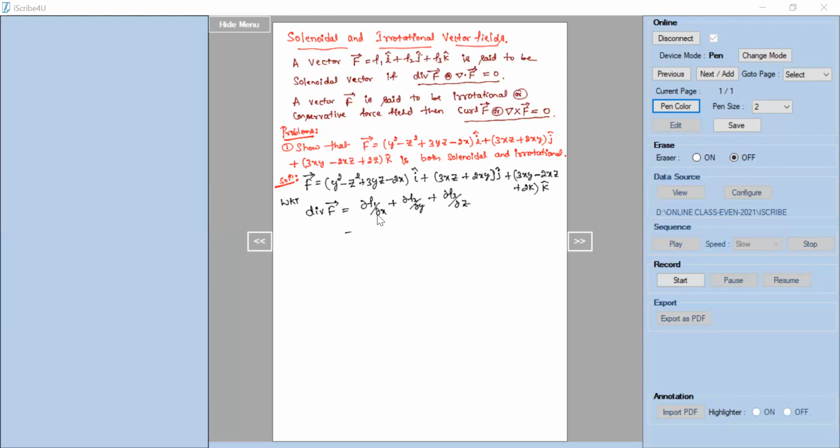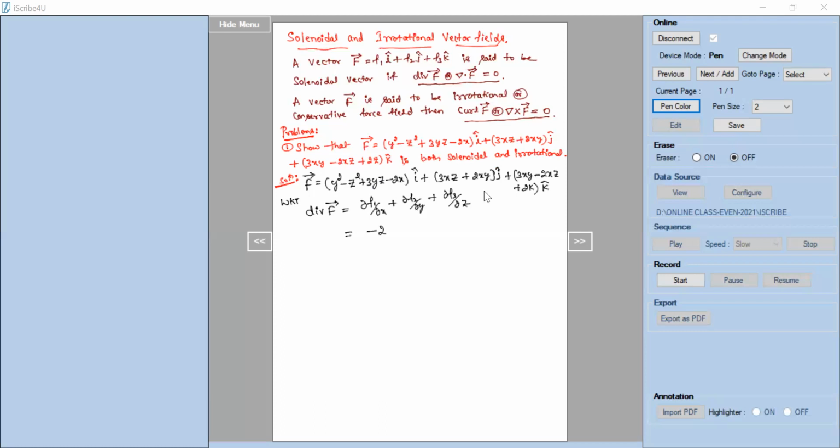If I differentiate this with respect to x, then y and z are constant here, since it is a partial differentiation. So differentiation of this term becomes zero, and even this term also becomes zero, being free from x. Here we get minus 2 into the differentiation of x, which is 1. So dou f1 by dou x is just minus 2.